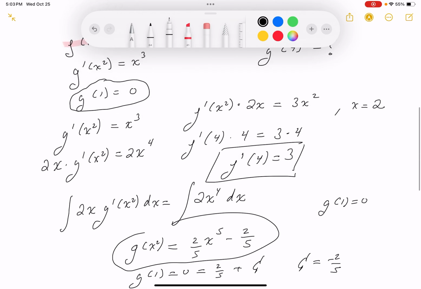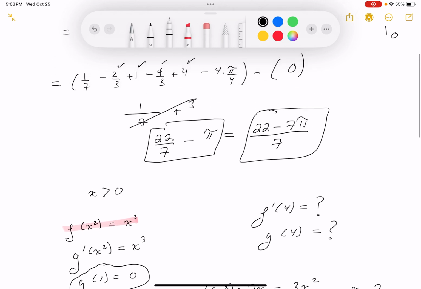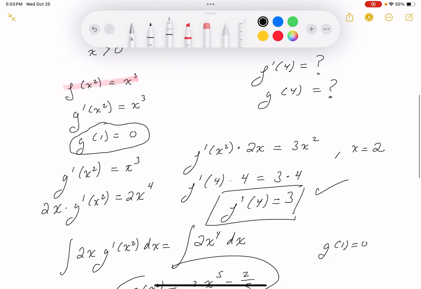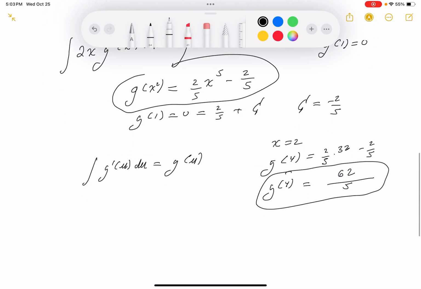I think those are the only two questions they asked, by the way, and we've answered them. Let me see where the other answer was. Yeah, they asked for this one here. I'm going back over my notes to make sure they did ask for that. They asked for f prime at 4. We said that's equal to 3. And then the other thing they asked for was g of 4, and we did say it was 62/5. We're good to go. Thank you.